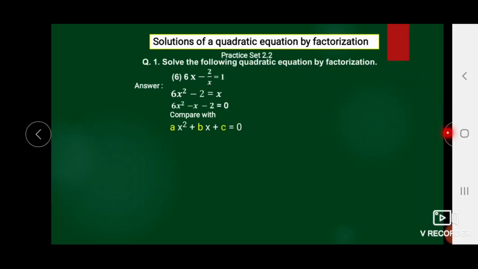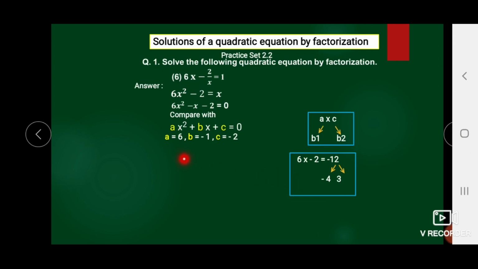So compare with ax square plus bx plus c equals to 0. So we get here a equals to 6, b equals to minus 1, c equals to minus 2. So we multiply first 6 into minus 2, that is ac. Now here the value of a is 6, the value of c is minus 2. So 6 into minus 2 we get minus 12.